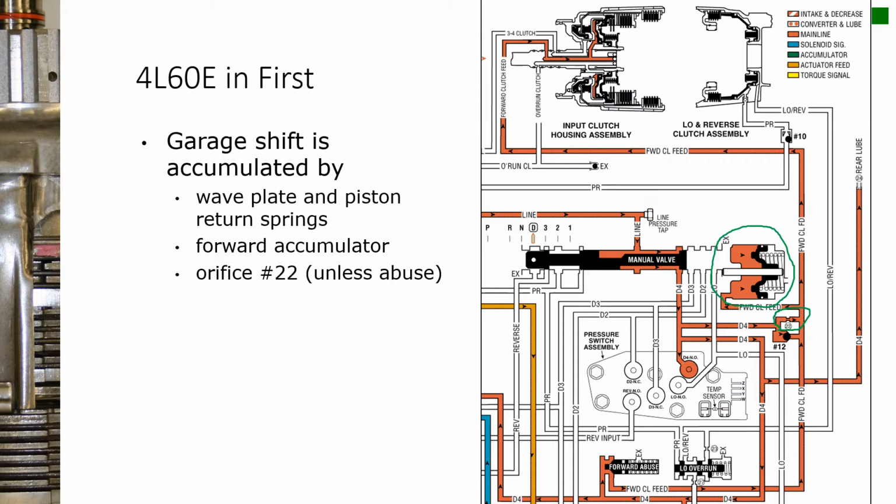Then also within the forward clutch assembly itself, that bottom plate assembly is a wave plate, and even the piston return spring that's in there is going to operate as a kind of dampening device, because as the piston travels, it compresses that spring. So those are the things that control the quality of the garage shift.